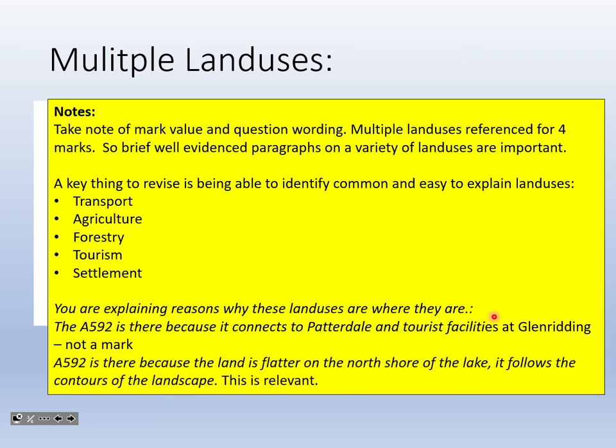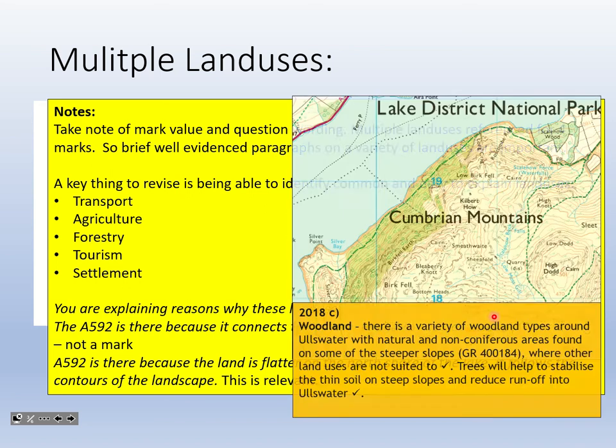"The A592 is there because the land is flatter on the north shore of the lake. It follows the contours of the landscape." This is more relevant, and therefore we could expect to be credited a mark here. Take note of those last 2 sentences and read them carefully, because it's important for you to be able to distinguish the difference between the first and the second, why the first really isn't relevant and why the second really is.